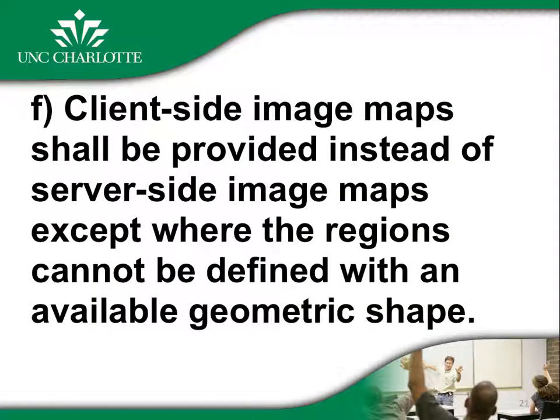F. Client-side image maps shall be provided instead of server-side image maps, except where the regions cannot be defined with an available geometric shape. So what do they mean when they say cannot be defined with available geometric shape?